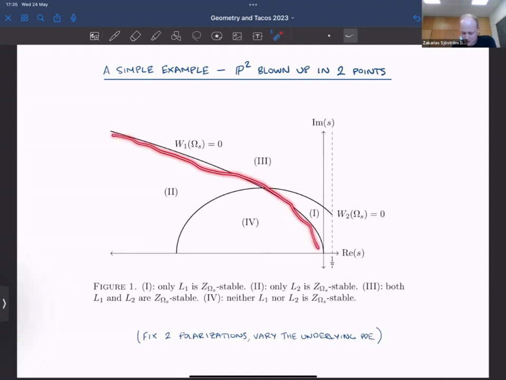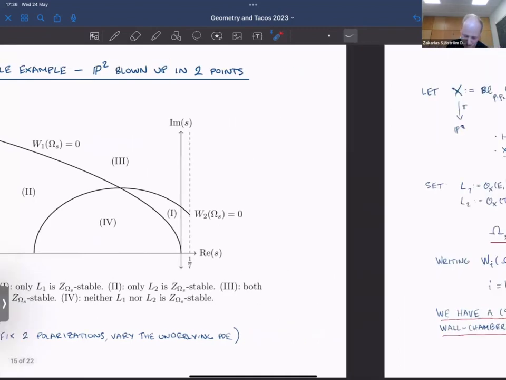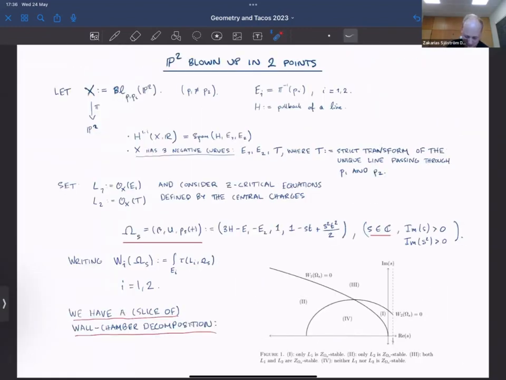Then you get this kind of picture, and you see that, for example, this one is the line related to L1. On one side of this line, you can always solve all of the Z-critical equations for all of these parameter values. And on the other side, you can't solve it. You get these chambers where in some you can solve both L1 and L2. For some, you can't solve any of the equations in L1 and L2, and so on. So I wrote down here a bit more of the details of this example as well.